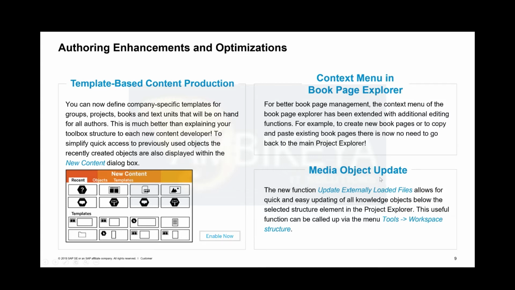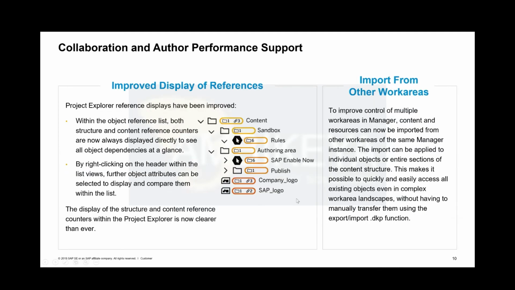All right, media object, some possibilities, and especially update external loaded file is the feature in the new release. So here we go. Display of references, yes, it looks different now. Not that much more to say here. The counters have icons now. But I believe the most important is that in the flat list view, in the header, we can add additional object attributes and display them to compare and sort by them. But that's again self-explaining.